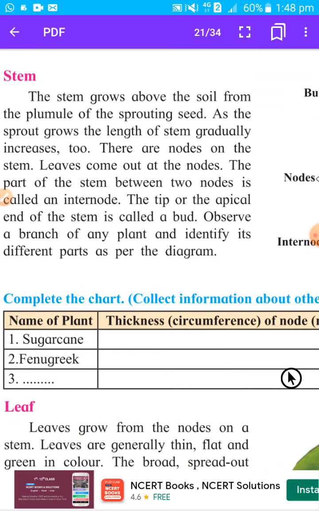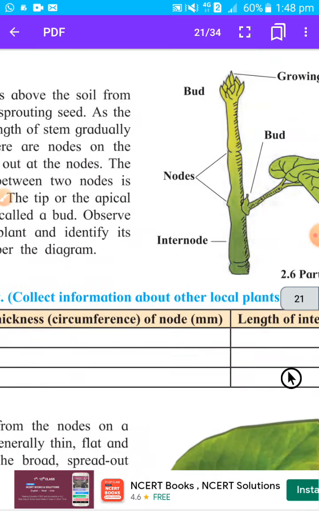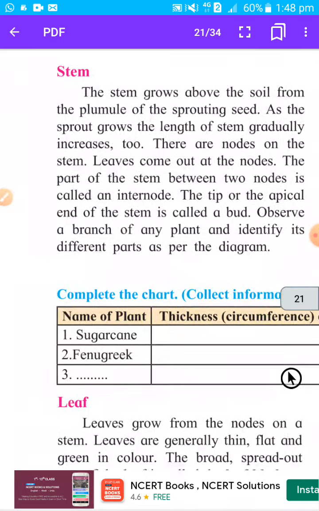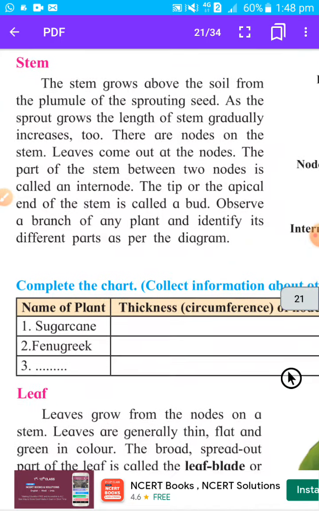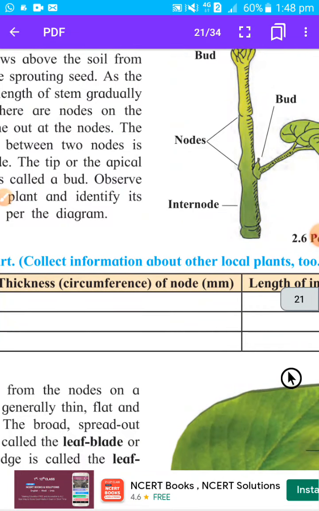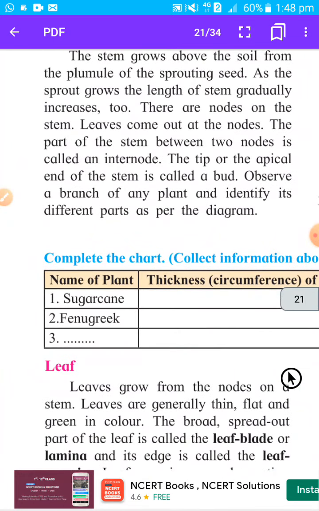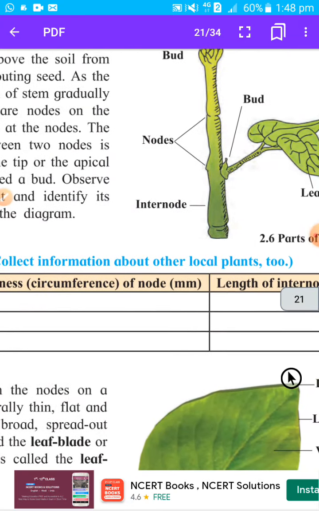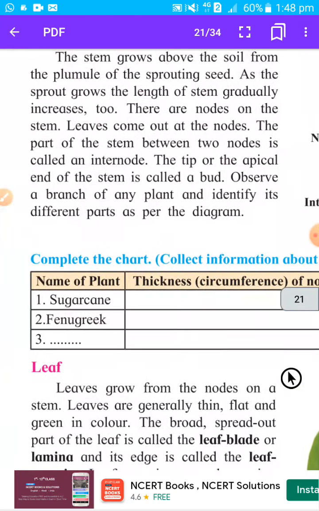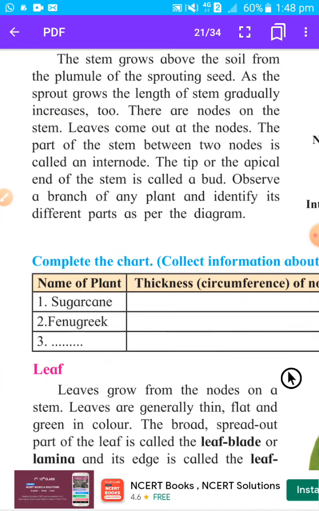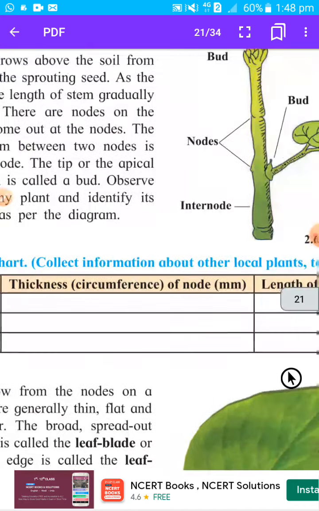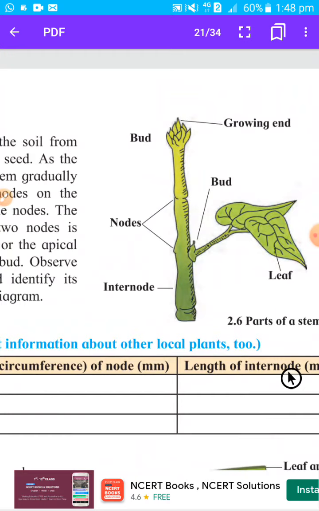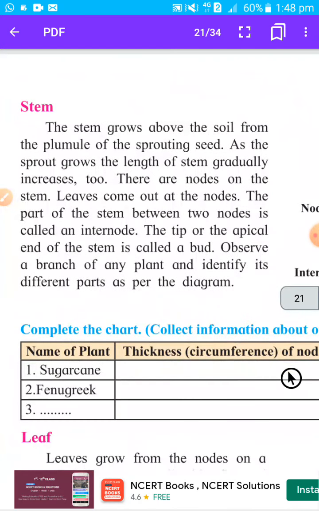There are nodes on the stem, so here you can see nodes are there. Then leaves come out of the nodes, so from nodes there is a growth of leaves. Then the part of the stem between two nodes is called internode. The tip or the apical end of the stem is called bud. So the upper end of this stem is called the bud.